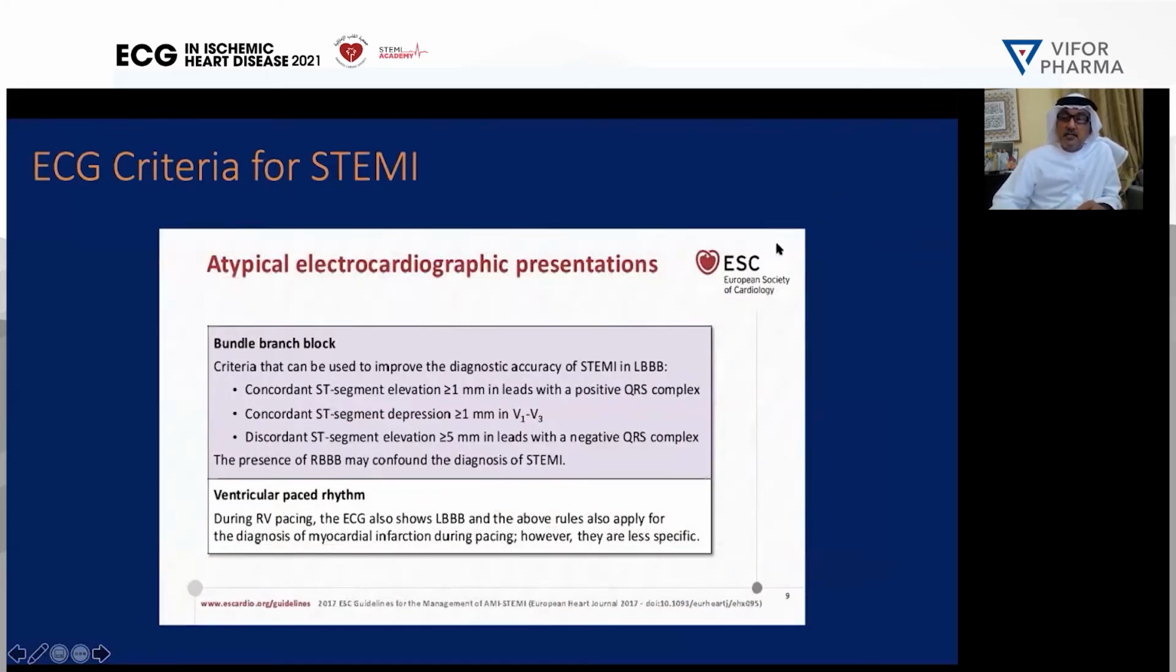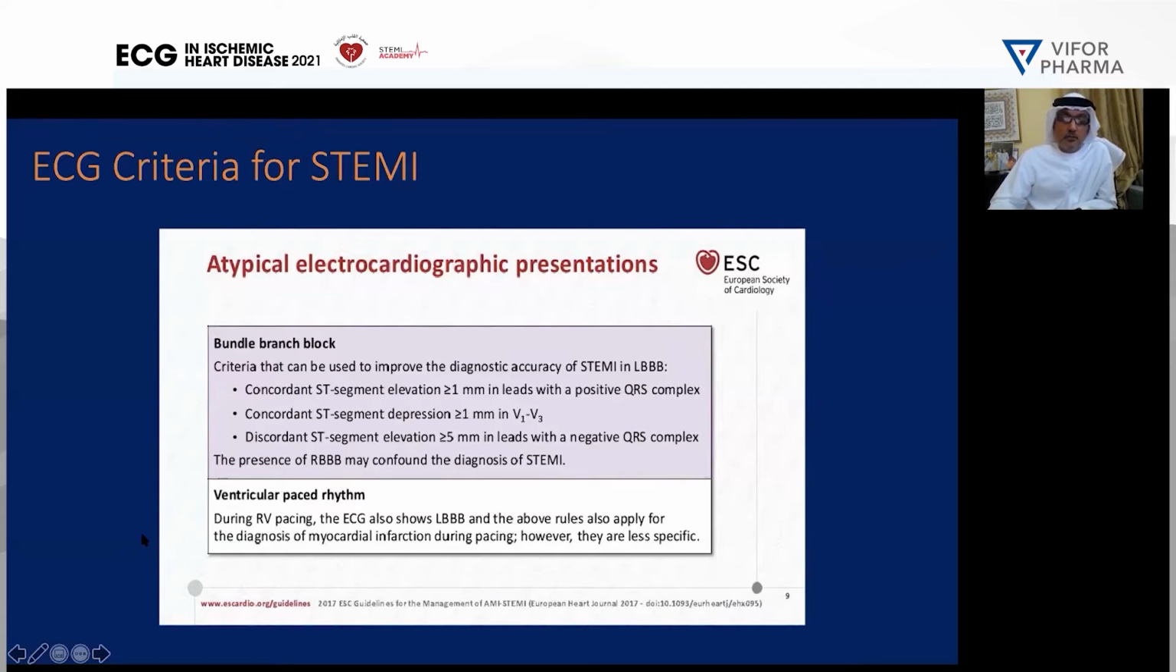And this slide comes from the European Society of Cardiology. What they have on this slide is atypical ECG presentation, so bundle branch block is one of them. Of course, you can diagnose STEMI based on the ECG of a patient with left bundle branch block, and those criteria were described in the New England Journal a long time back, and they're called Sgarbossa criteria. You can use them, or you can just say, if I have an ECG with left bundle branch block, I'm going to treat it as an acute MI till proven otherwise if I don't have an old ECG.